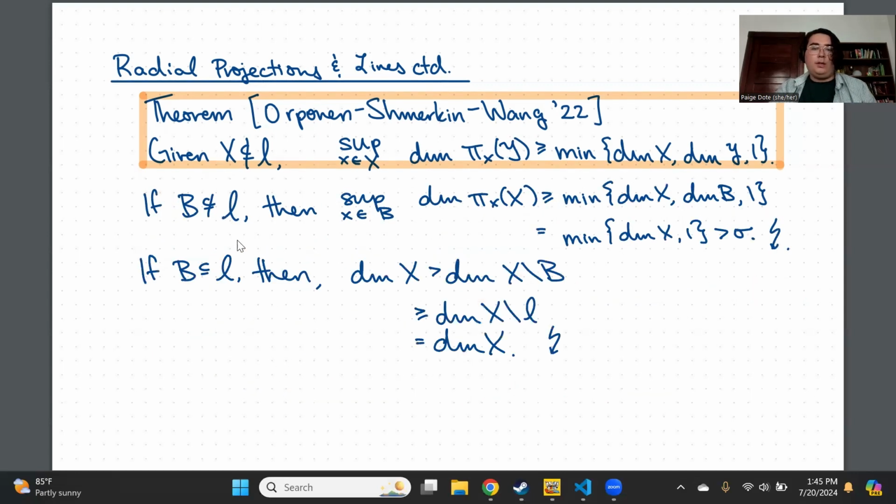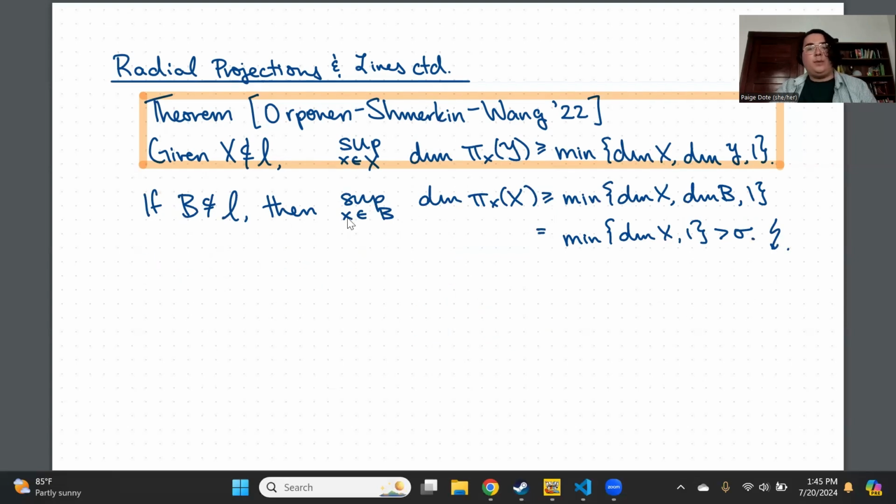If B is not contained in a line, then the theorem states that the supremum over points in B of the dimension of the radial projection is at least the minimum of dim x, dim B, and 1. But we know that the dimension of B is equal to dim x by assumption, and so we get that it's equal to the minimum of dim x and 1.